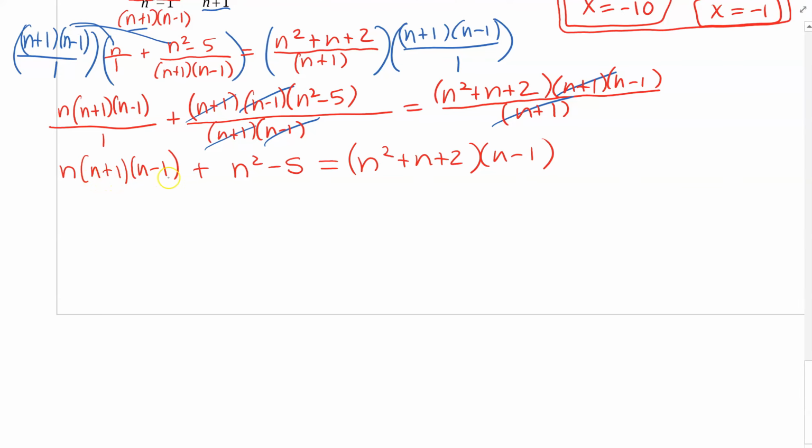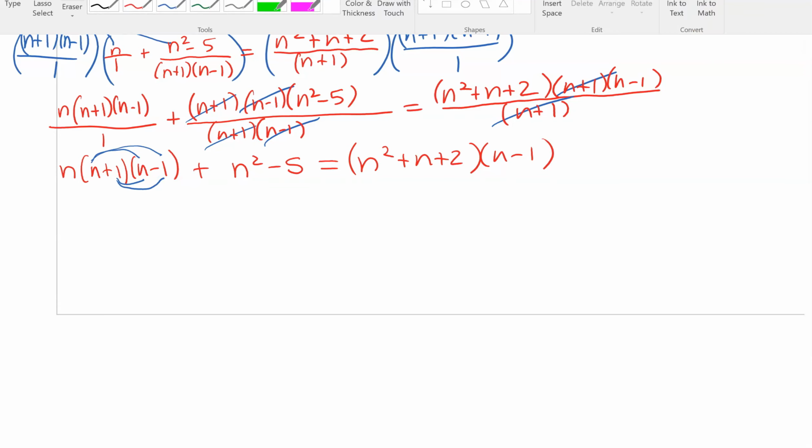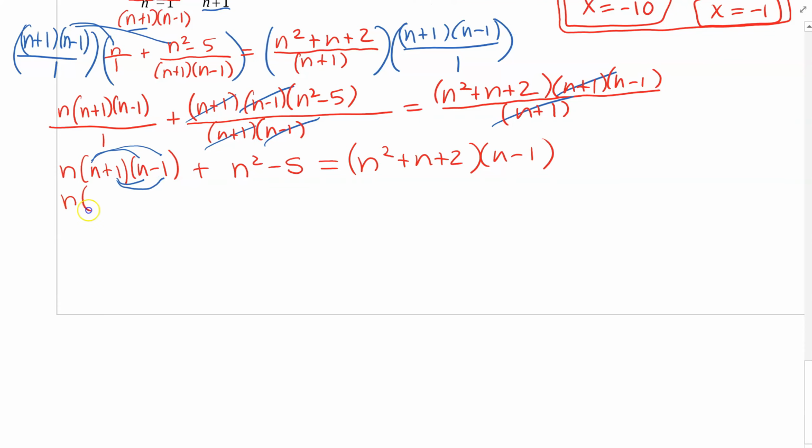Whenever you have something like this, that's going to be a difference of squares, right? Same numbers, but opposite signs. FOIL those first because it'll turn into just 2 terms instead of 3, which is kind of nice to work with. So this will be n times n is n squared, minus 1n, plus 1n, minus 1, okay? And then plus n squared minus 5.